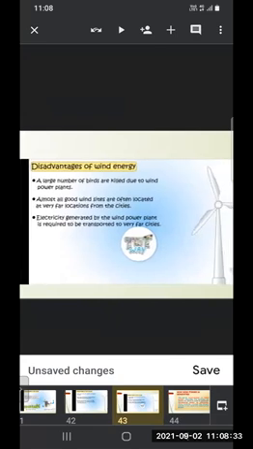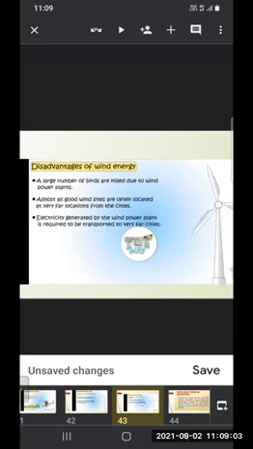Again, we'll continue with the disadvantages. A large number of birds are killed due to wind power plants. Okay, as the blades are rotating very fast, a large number of birds are killed due to wind power plants. Almost all good wind sites are often located at very far locations from the cities. Okay, all the good wind sites are often located very far from the cities.